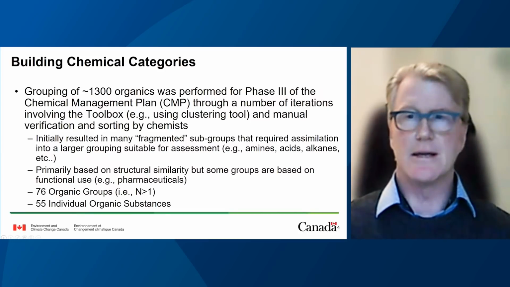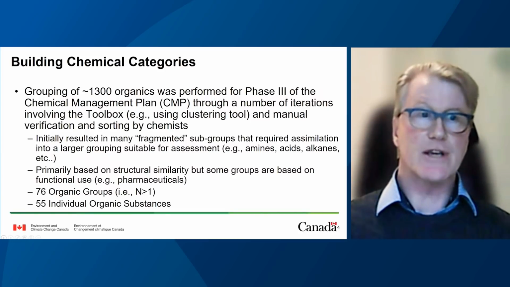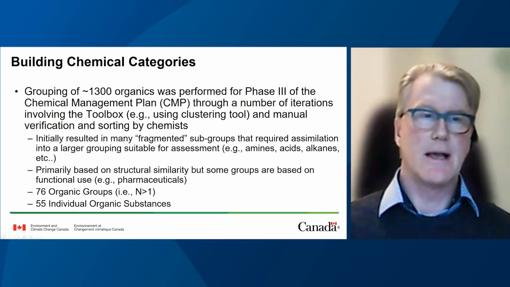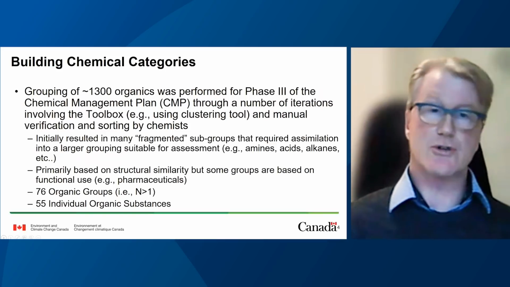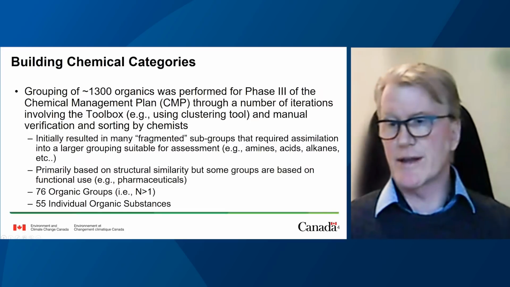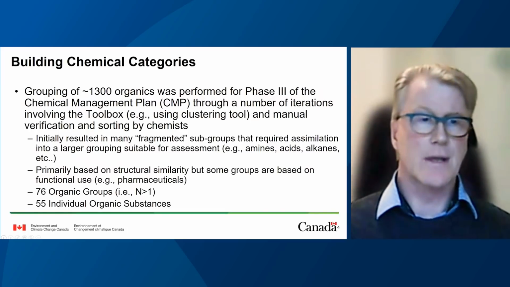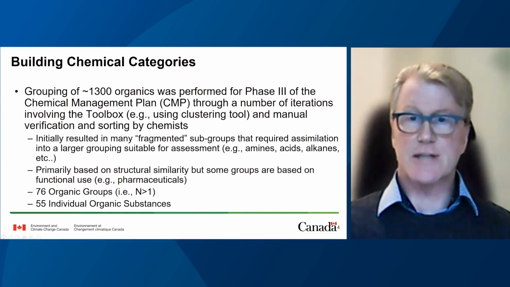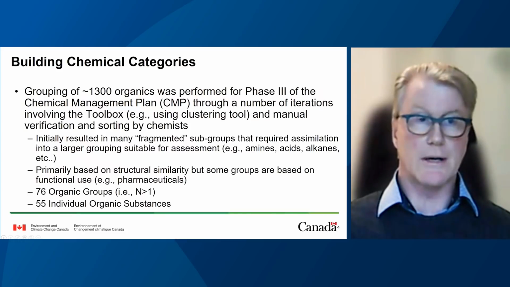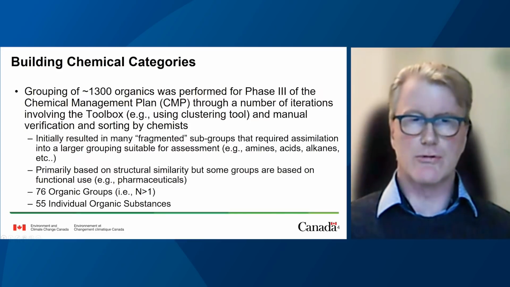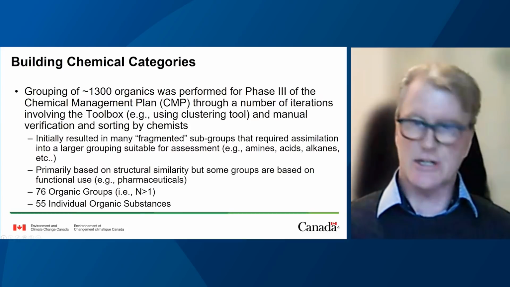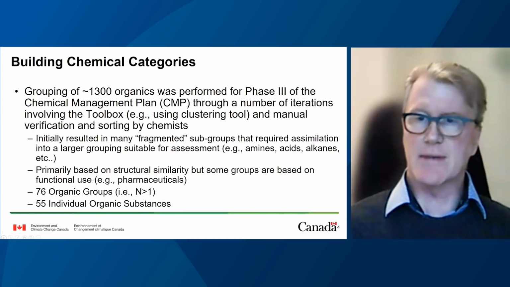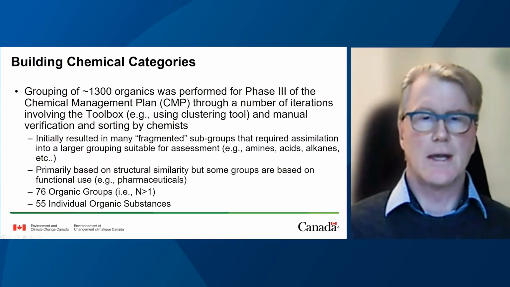And just an experience from building chemical categories for 1,300 organics in phase three of the Chemicals Management Plan, or CMP, we did a number of iterations involving the toolbox using a clustering function in the toolbox, but also some manual verification and sorting by chemists, both at Health Canada and Environment Canada. And this initially resulted in a lot of fragmented subgroups, and we had to assimilate them into larger groupings suitable for assessment, such as the broad groups you see in this example of amines, acids, and alkanes.